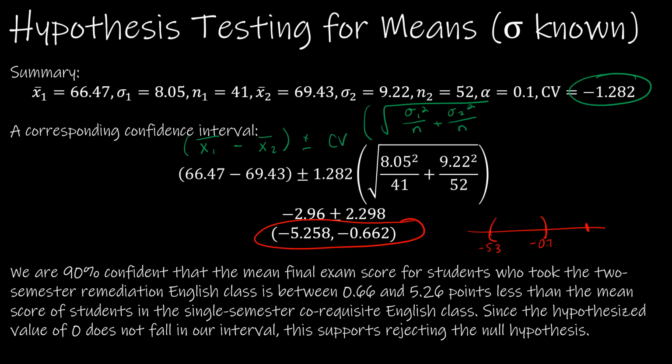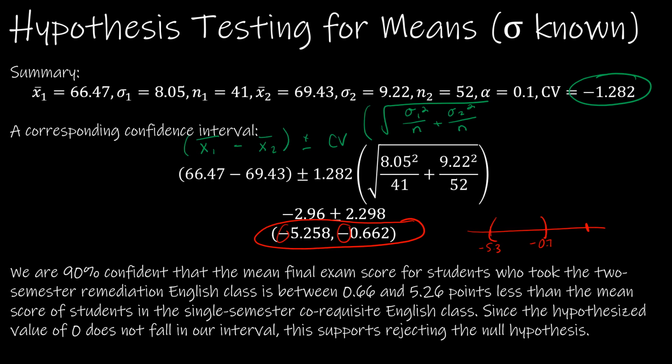So remember, your conclusion should include the 90% interval and what it means. So we're 90% confident that the mean final exam score for students who took the 2-semester remediation English class is between 0.66 and 5.26 points less, that's where the negative comes in, than the mean score of students in the single semester co-requisite English class. That's what the interval means.